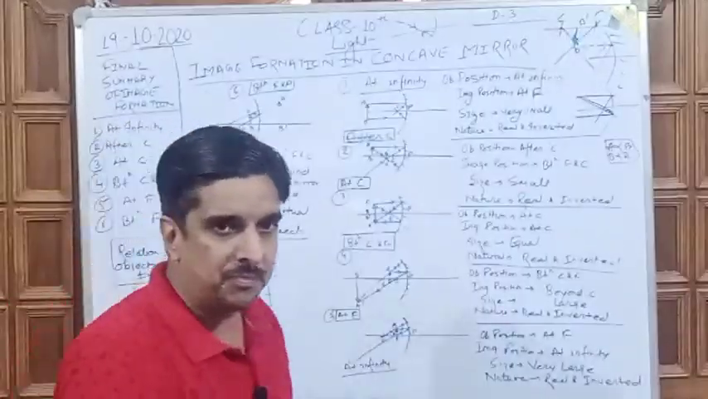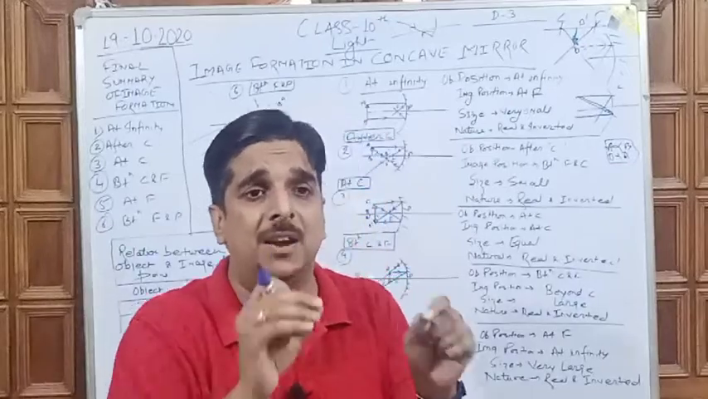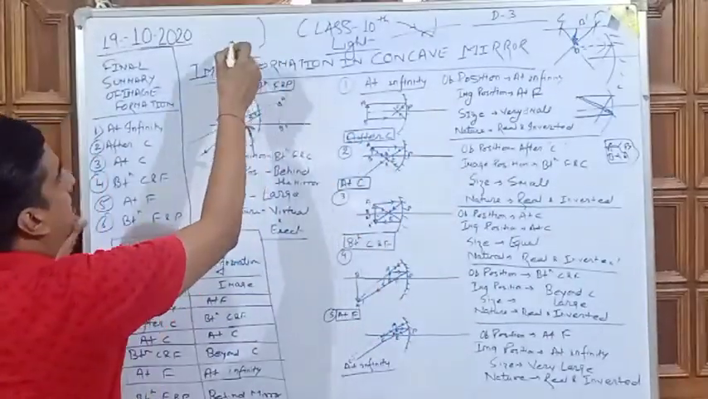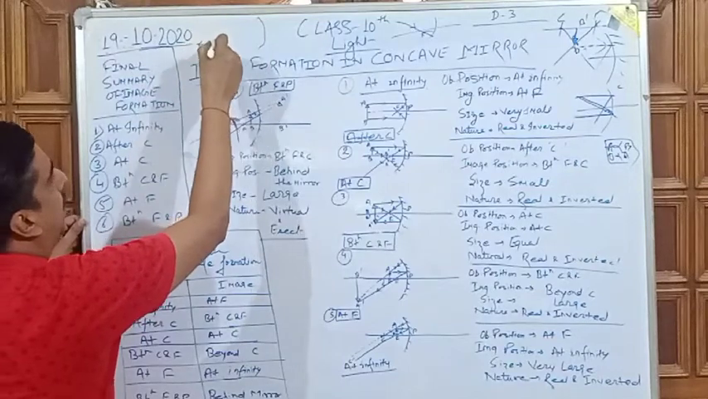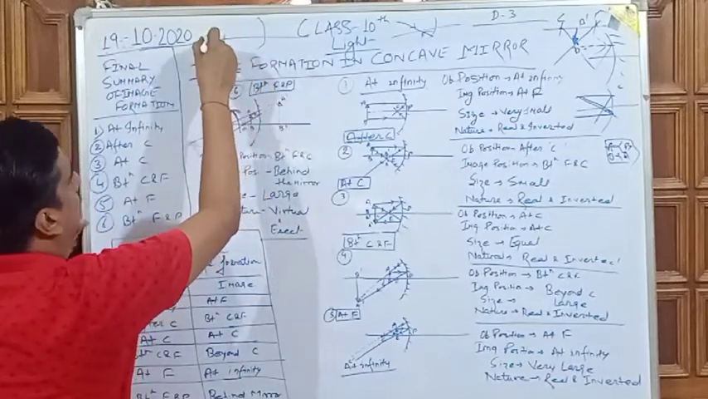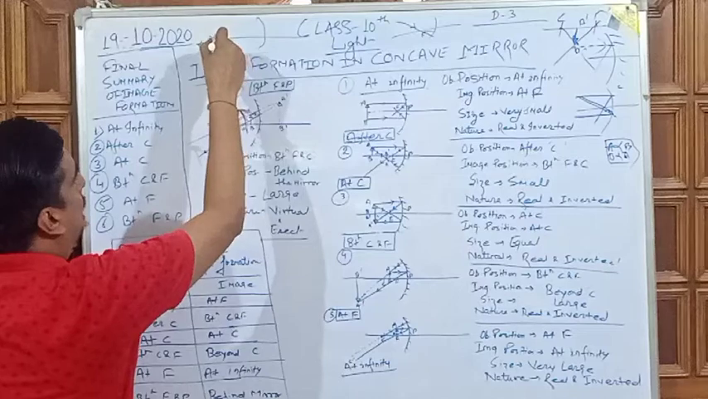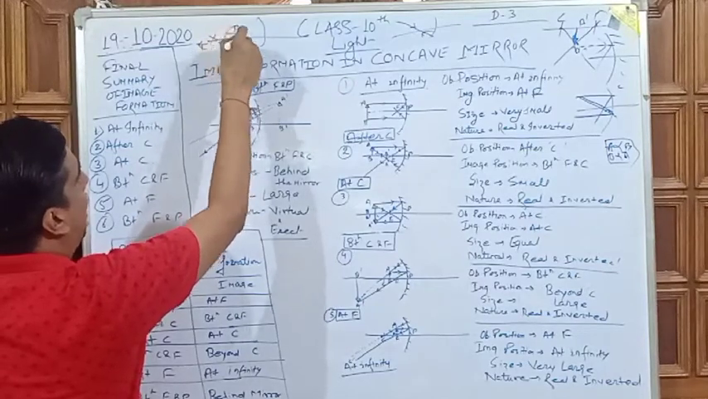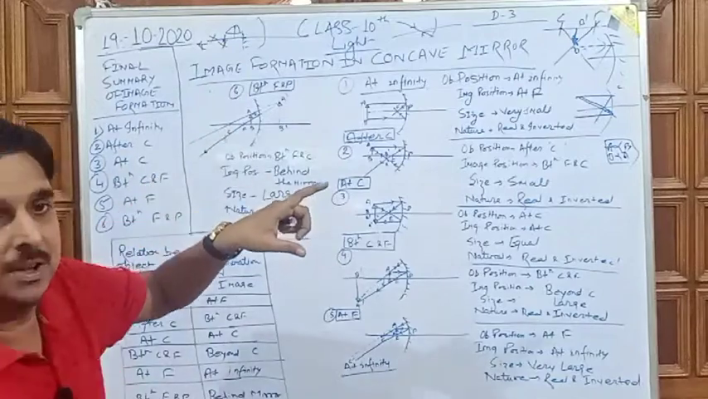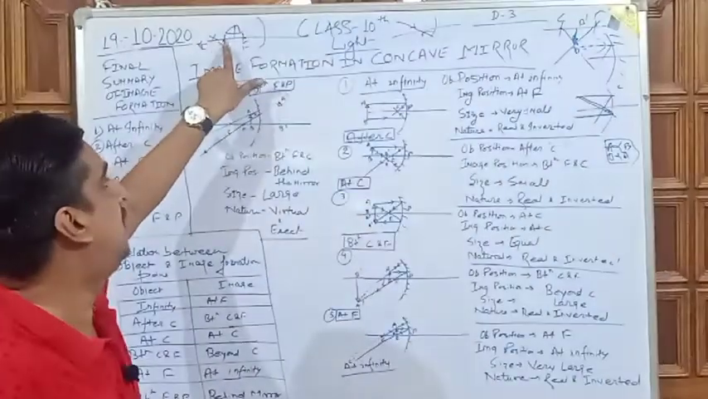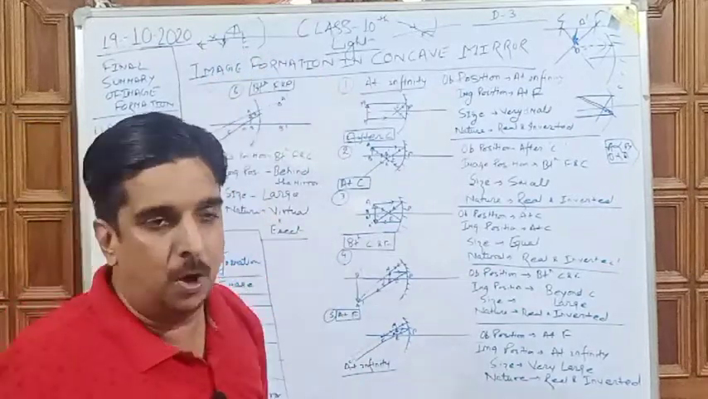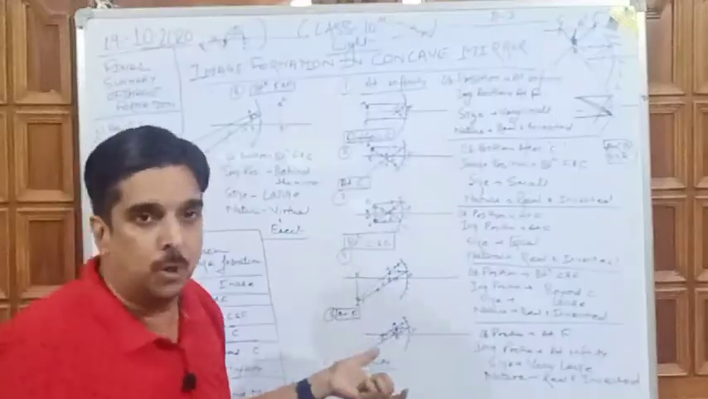Fourth point, if the object lies between, now what is happening, first point very far away, second point after C, third point at C, now which point, between C and F. So now we have 3 points remaining: between C and F, at F, and between F and P. So now we'll move toward the fourth point.